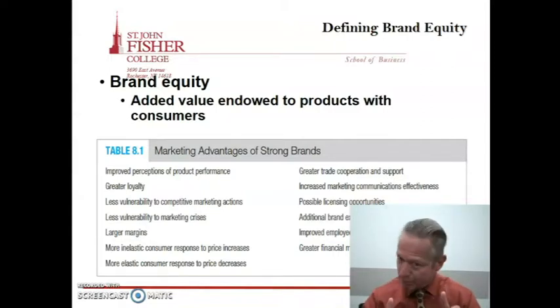Now, it's not what the company's worth. That's a whole different thing, because Apple, their market capitalization is worth over $1 trillion, and their brand is worth, I think, 200 billion or something like that. But it's how much someone would pay for that brand.